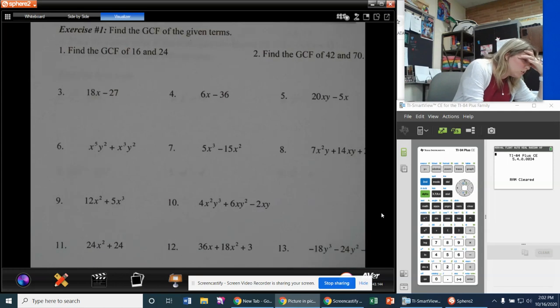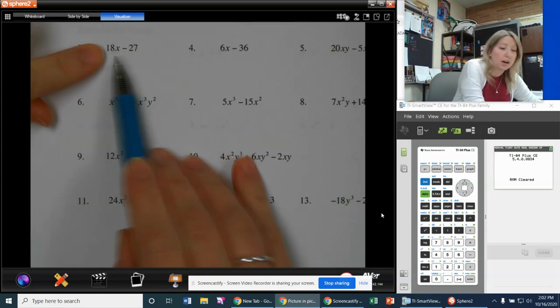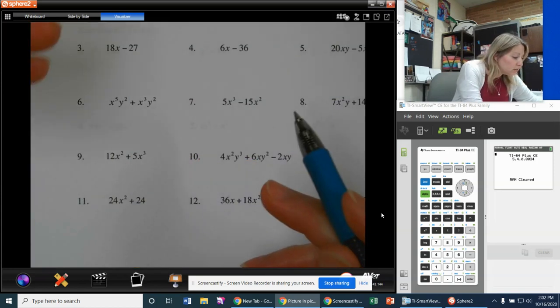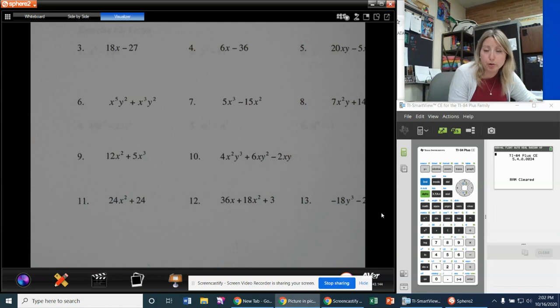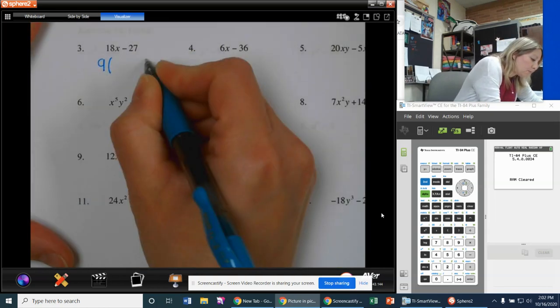Okay. So let's take a peek at a classic example, which would be something like 18x minus 27. Here I don't have x's in both terms. So x can't be part of the GCF because I don't have that particular variable in both of the things. So instead, between an 18 and a 27, what number can they both evenly divide by? 9. So I pull a 9 out front, and then I make my set of parentheses.